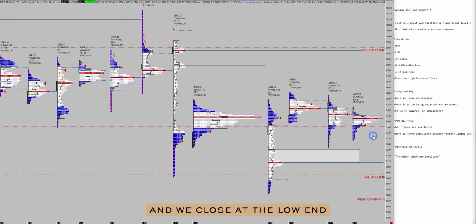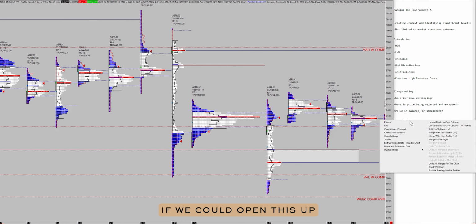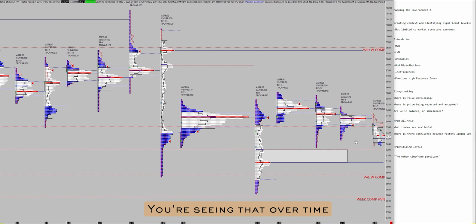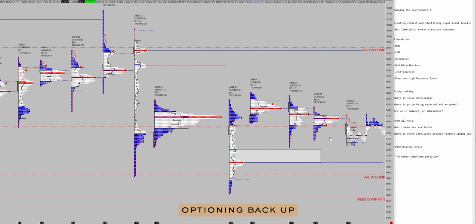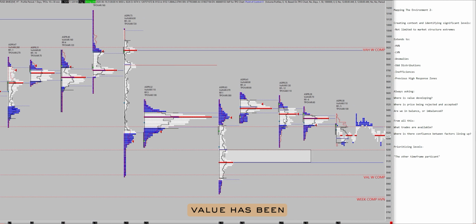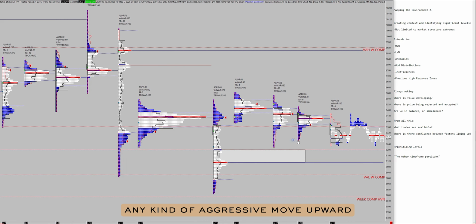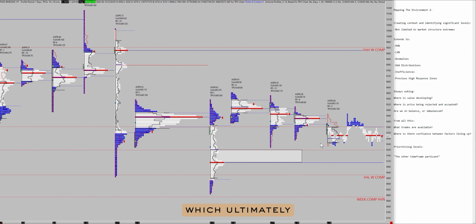So let's pull this forward. We close at the low end. If I could open this up without fully showing it. Market immediately gains acceptance into this low. This is just a market that wants to move lower. You're seeing that over time, auctioning back up, but still, value has been migrating downward over time. So it appears that even if the market is not breaking down, it might be forming a base, but over time, it's not making any kind of aggressive move upward. This is still a market that's trying to move downward, which ultimately might mean that we come clean up this low, but it's more than likely we're going to test this sticky area over here.